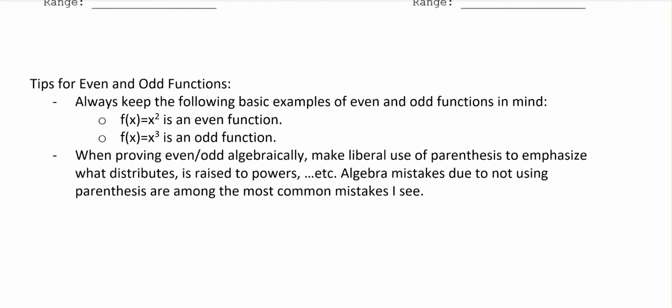It's pretty straightforward. So my tips are, keep those two functions in mind for even and odd. X squared is even, x cubed is odd. And when you're proving even and odd algebraically, just make sure to make liberal use of parentheses to emphasize what's going to distribute, what's being raised to each power, etc. Because algebra mistakes are the easiest way to not get those problems right.